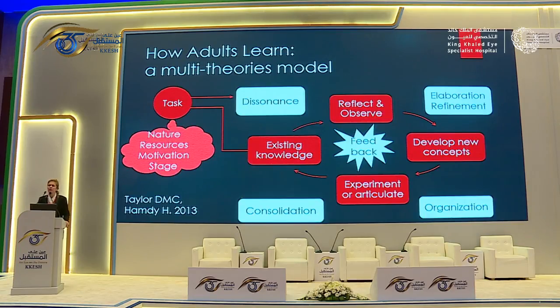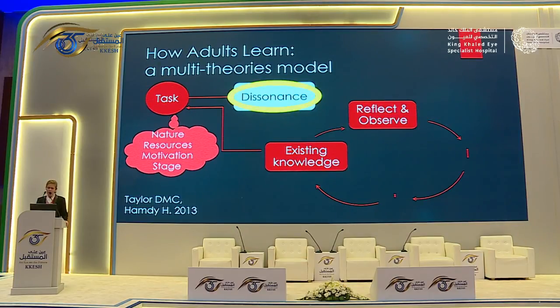There are several theories that explain how people learn, and I like this model because it combines several of these theories. It's a constructivist model, and I'm going to explain it step by step. So the first thing that happens for people to learn is that their existing knowledge has a conflict, or what is called dissonance.